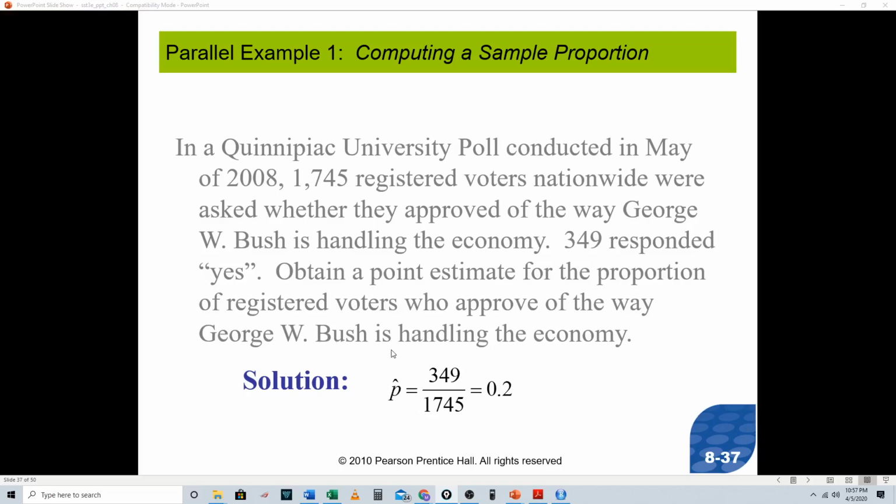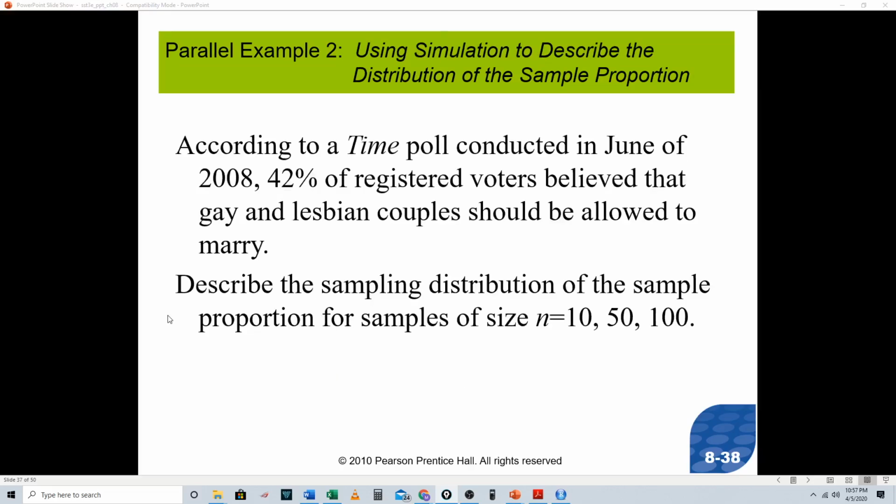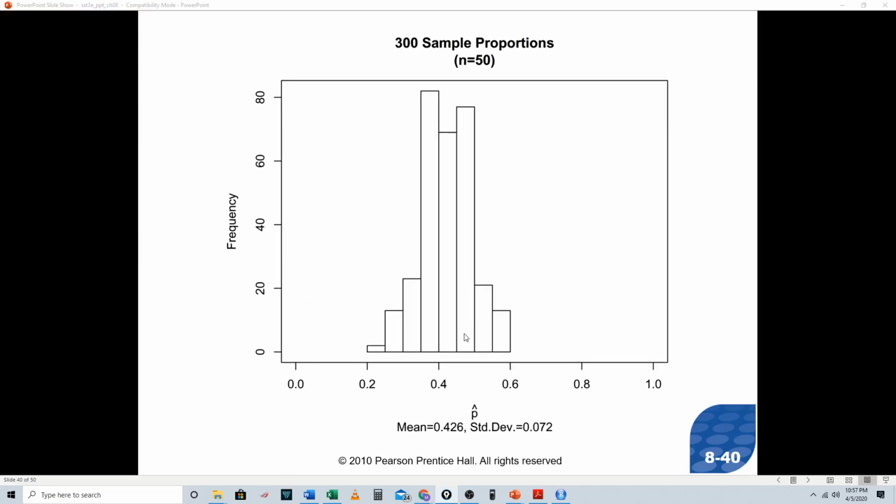Okay, that's how you find p hat. Now, according to the Time poll conducted, 42% of registered voters believe that gay and lesbian couples should be allowed to marry. Describe the sampling distribution of the sample proportion for sample sizes n = 50 and n = 100. Basically, you just multiply it by the percent.